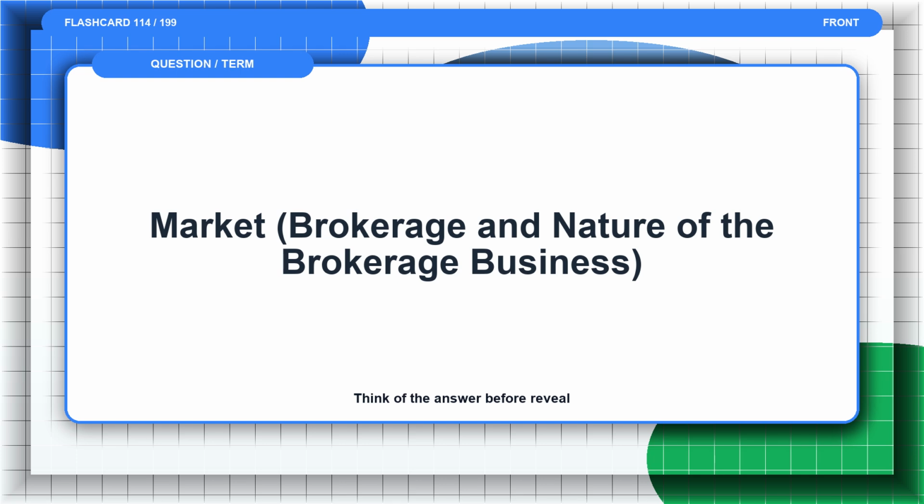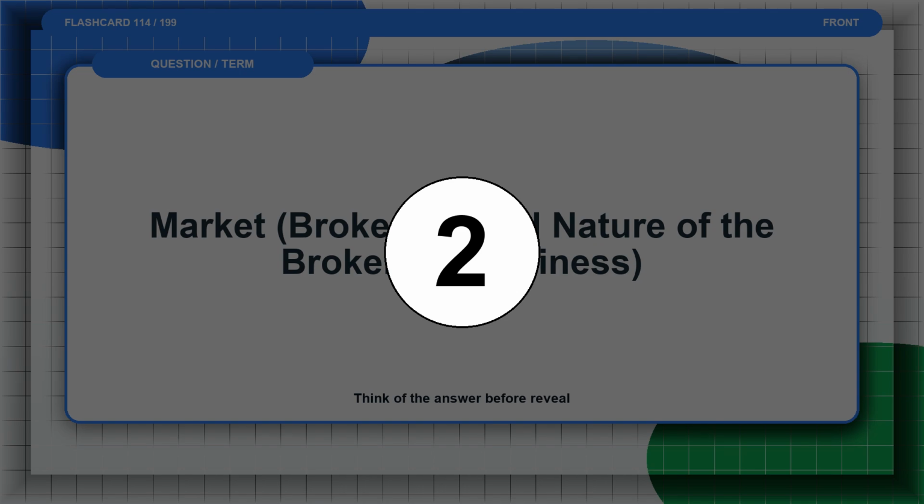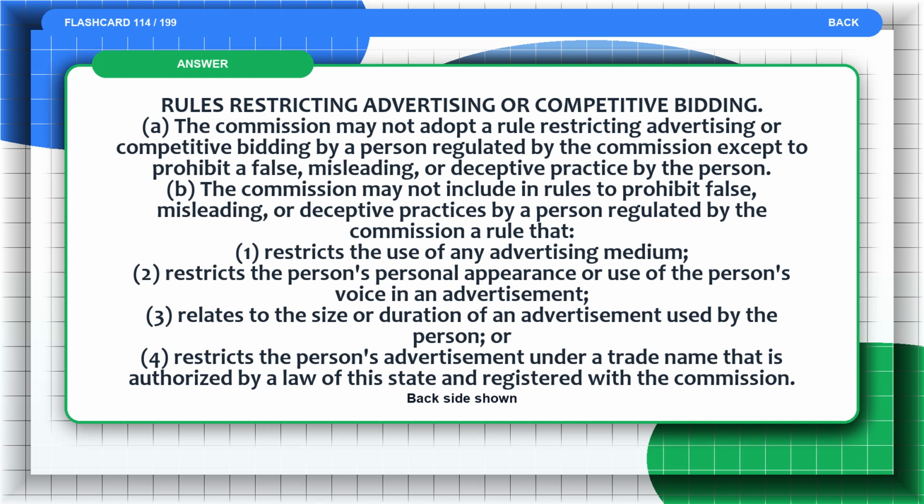Flashcard 114. Market brokerage and nature of the brokerage business. Pause and think of the answer before the reveal. The answer is: rules restricting advertising or competitive bidding. The Commission may not adopt a rule restricting advertising or competitive bidding by a person regulated by the Commission except to prohibit a false, misleading, or deceptive practice by the person.